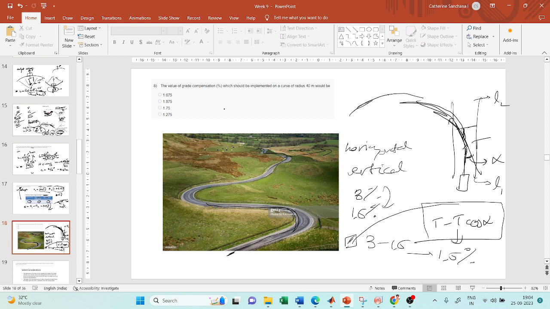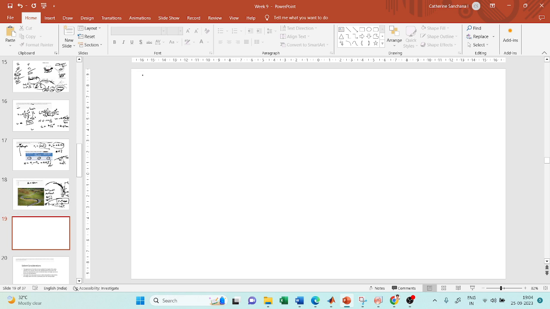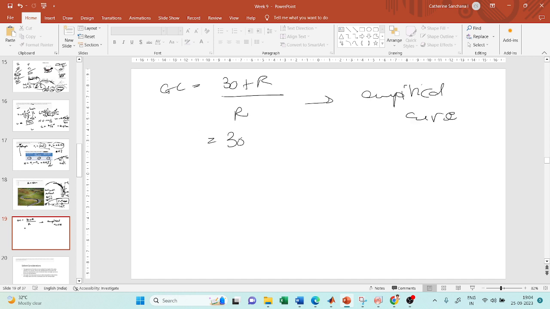So let us see. They've given you the radius of the curve. This is 40 meters. So let us see the equation for grade compensation. Grade compensation is given by (30 plus R) by R. This is clearly an empirical equation. Okay, so let us substitute the value of R here. So (30 plus 40) divided by 40, and this will give me 1.75 percentage.